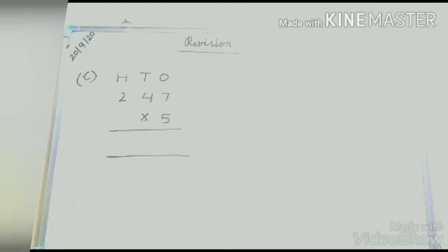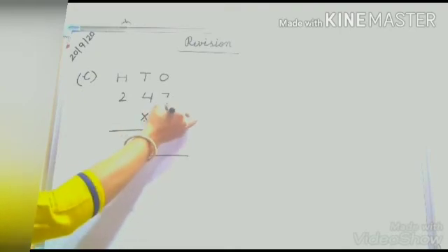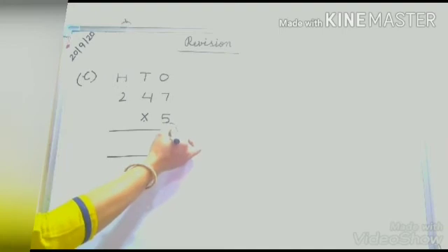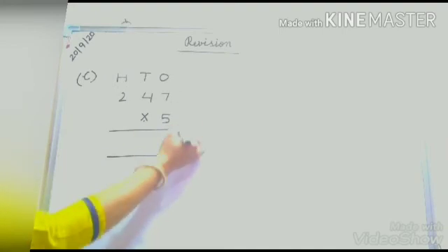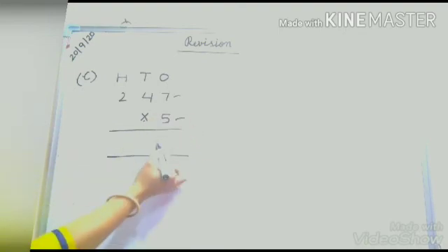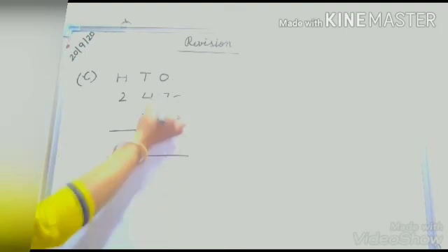Okay children, let's have another example of multiplication. This is the sign of multiplication. Here we have the number 247 and we have to multiply it with 5. Children, do you remember the name of these numbers? These are called factors. Both are called factors and the answer we get after multiplication is called product.